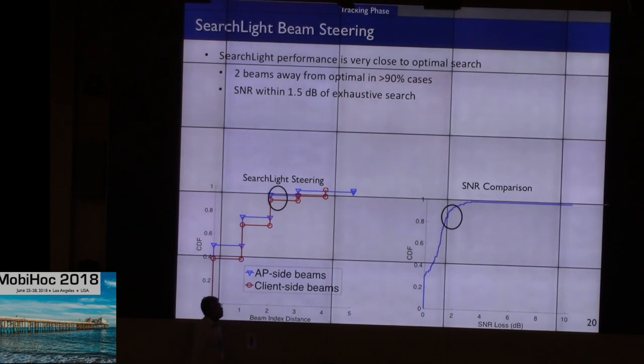Next we look at the SNR performance, because the signal strength, or signal to noise ratio, is the key parameter which would determine what data rates we are getting at the link layer. Here we are looking at the SNR comparison, or the SNR loss. I define the SNR loss as the reduction in the SNR due to the SearchLight predicted beam as compared to the optimal beam. For almost 35 or 40% of cases, we are getting the same SNR as the optimal search, and for around 90% of the measurement instances, we are within 1 to 1.5 dB of the optimal search.